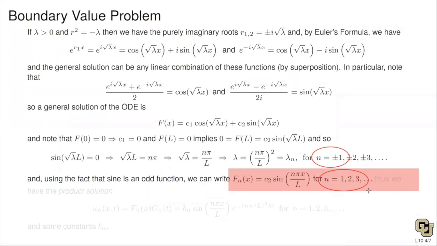But we want to solve the PDE, so we want to go back to the original, what we call the product solution. Because remember, we said little u of x,t was f times g. Now be careful here. When we started the problem, we just assumed little u.